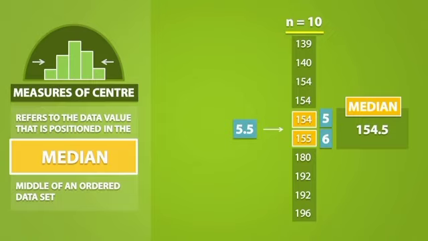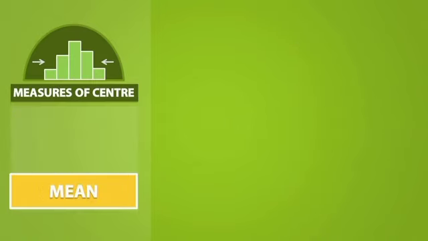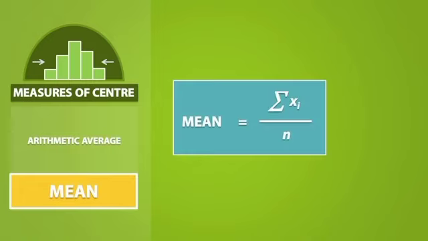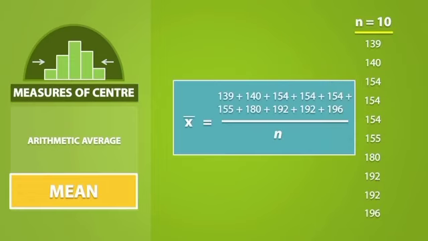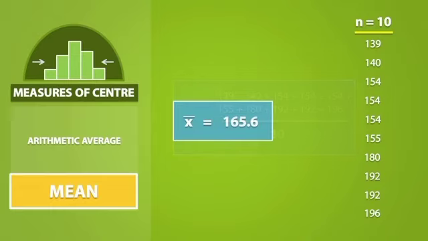The last measure of central tendency we will talk about is the mean. The mean is just another name for the arithmetic average. The formula of the mean is as follows. It is equal to the summation of all data values divided by the total number of data values. If our mean comes from a sample, we call it x bar. So to get the mean for this sample, we add up all the data values, and since there is a total of 10 values, we will divide by 10. As a result, we get a mean or x bar of 165.6.